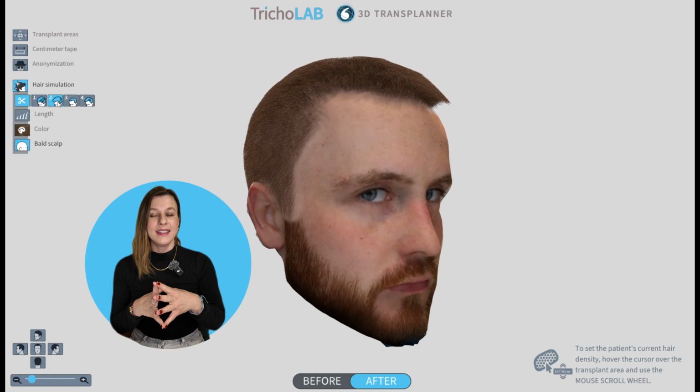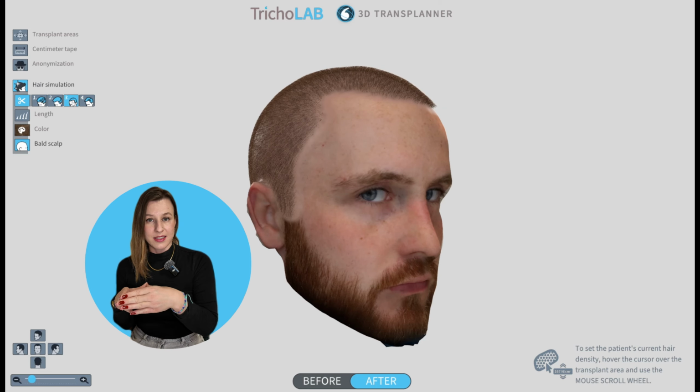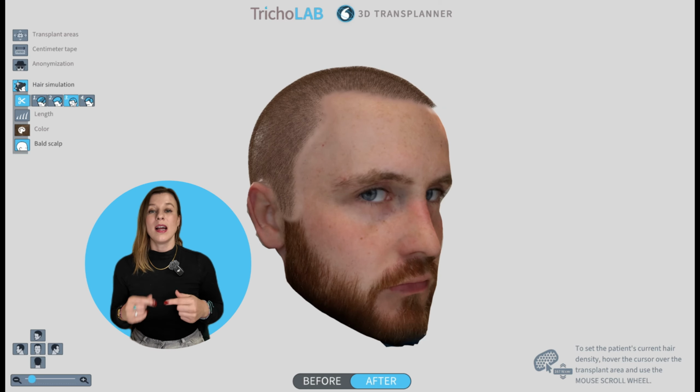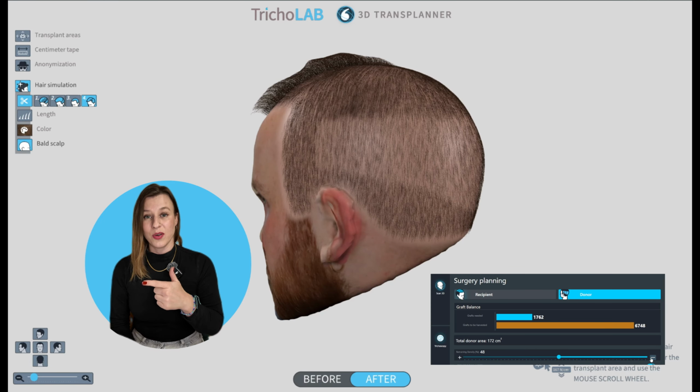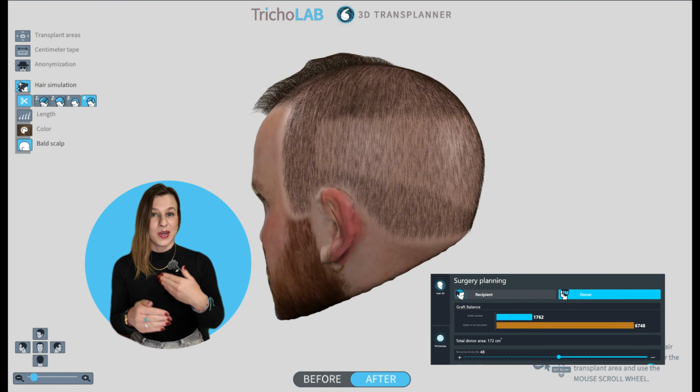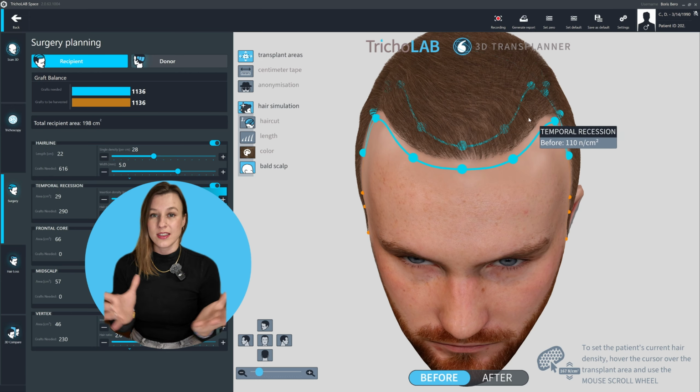The challenge we face is managing patients' expectations while ensuring long-term aesthetic outcomes. Large graft numbers are appealing, but they don't account for two critical factors: finite donor supply and progressive hair loss. Our approach addresses both. Let's walk through this systematically. First, let's define the total treatment area.